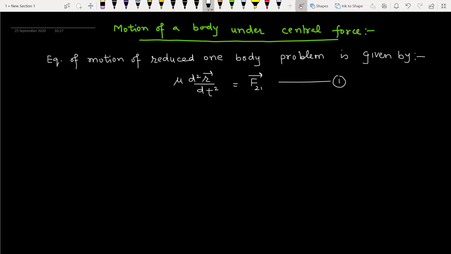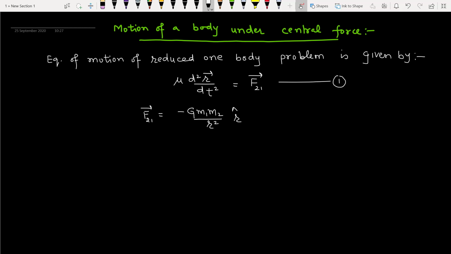in the article where we have studied how we can reduce two body problem to one body problem. Mu is the reduced mass of the system, r is the position vector of one body relative to the other body, and F21 is the mutual force of attraction between the two bodies. So in that article we have found that F21 is equal to minus G m1 m2 upon r square r cap.